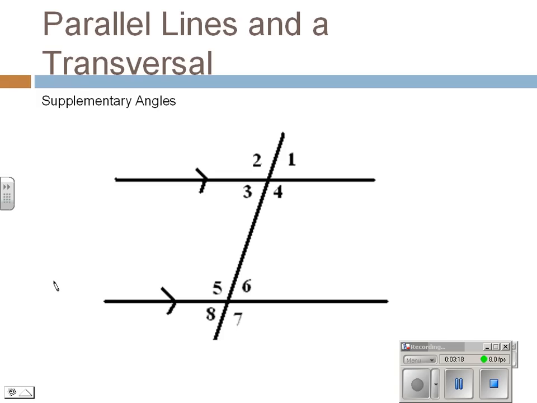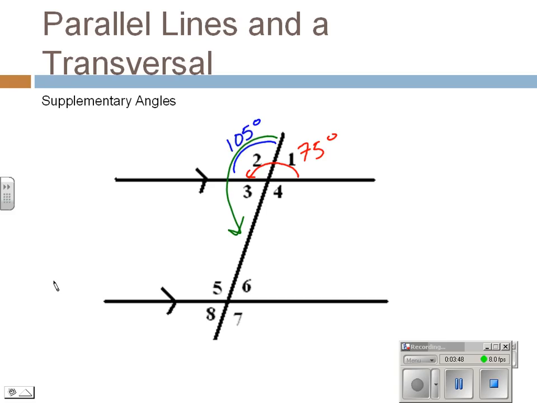For example, let's say that this is 105 degrees. And this is not to scale, so that doesn't really look like 105 degrees, but just go with it. So knowing that a straight angle, this whole thing, is equal to 180 degrees, we can figure out that angle 1 is 75 degrees.